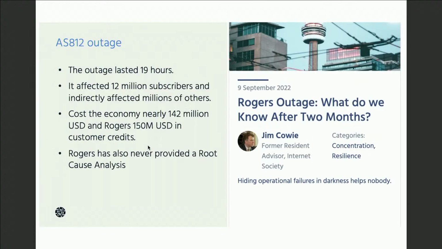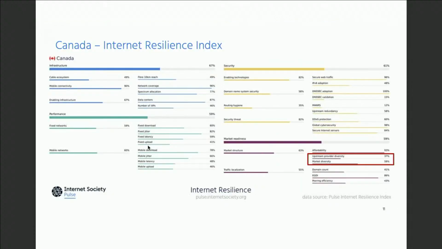And this is what also happened in Canada. Canada had an outage that lasted 19 hours, also affecting millions of subscribers. And you can see the costs, more than 140 million US dollars in terms of loss. And the very same profile, market diversity in Canada is not that great because the market is dominated by one or two players.